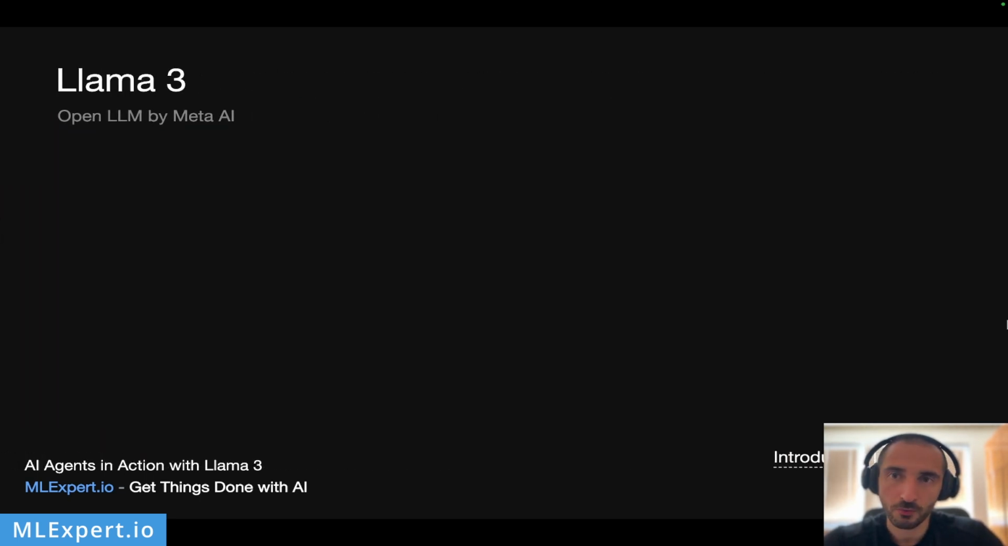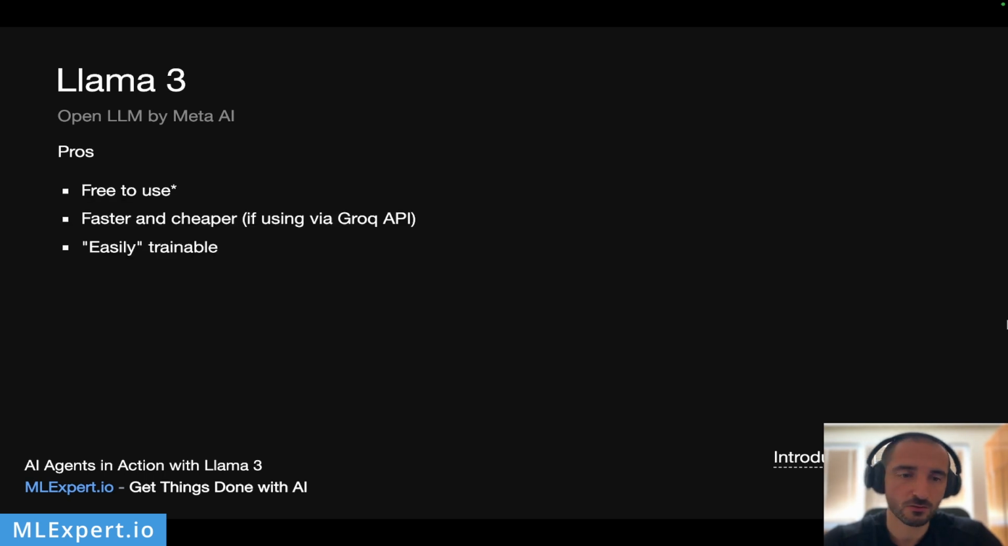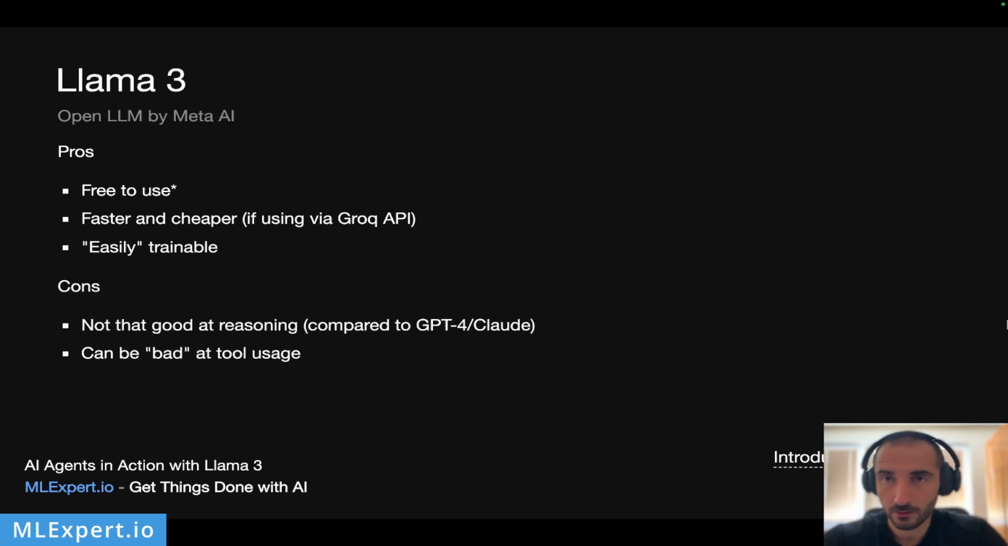And one important note is that you would probably like to use a local or free LLM. There are many reasons to do that. One of the first is that this is actually free to use and can be faster and cheaper. If you are using the Groq API, currently this API is free and it is much faster compared to even GPT-4o. And then you can essentially fine-tune your models in order to be better at the task that you're trying to do.